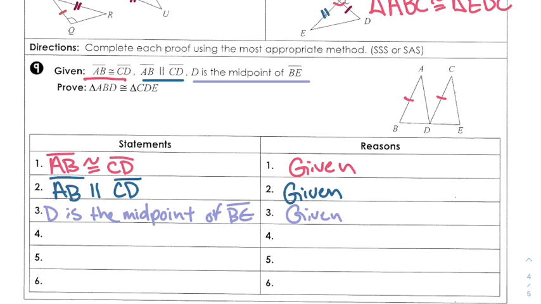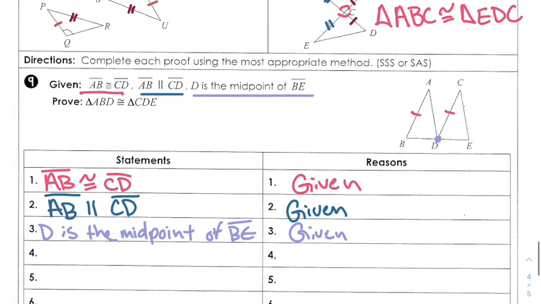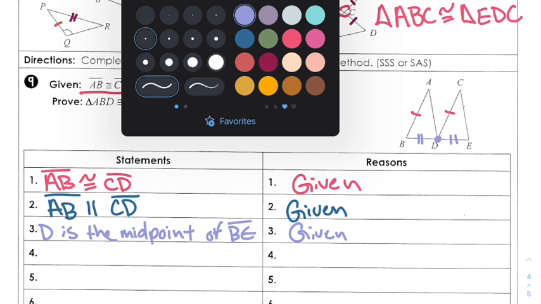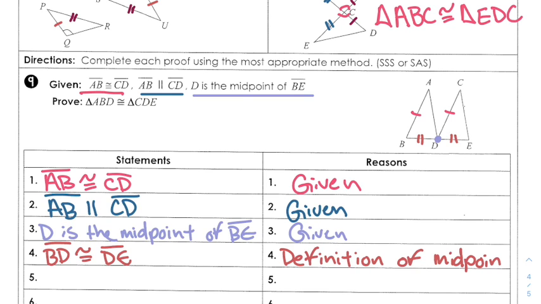Now we immediately know that because D is a midpoint, what two lines are congruent? It splits up line BE, right? So BD is congruent to DE, and that will be our next statement. So BD is congruent to line DE. And why? Well, it happened because we had a midpoint, right? So therefore, it's because of the definition of midpoint.